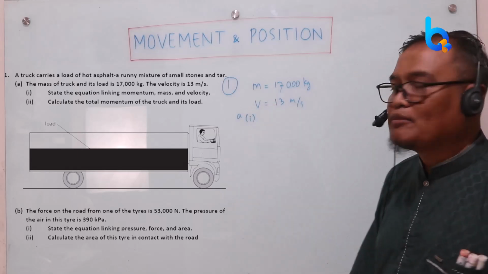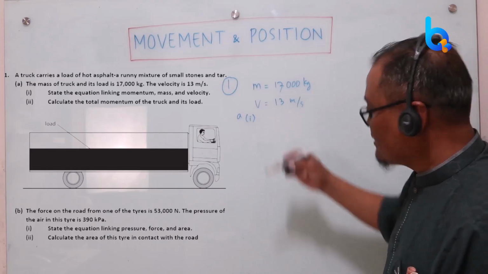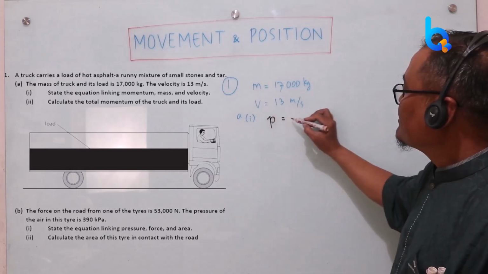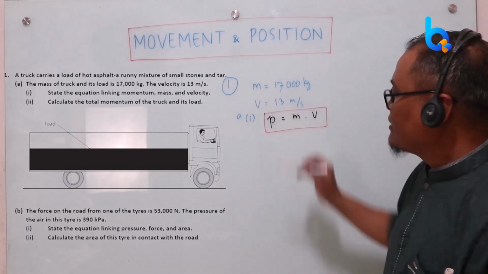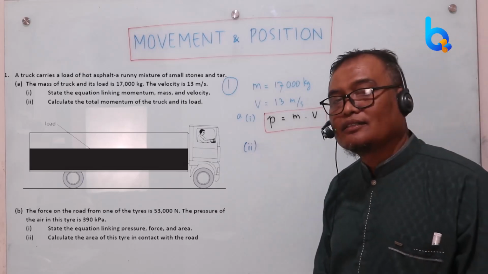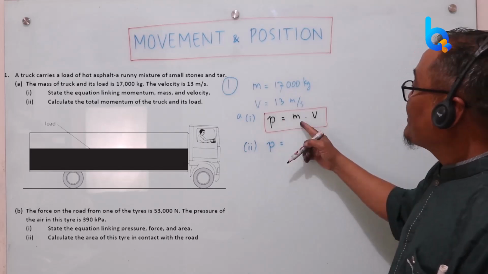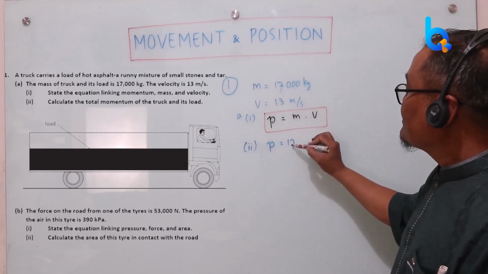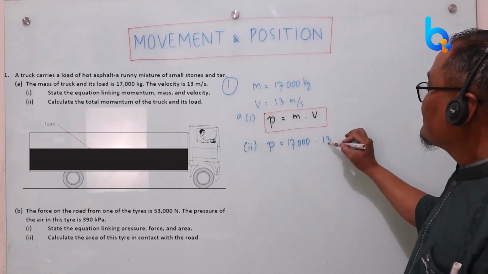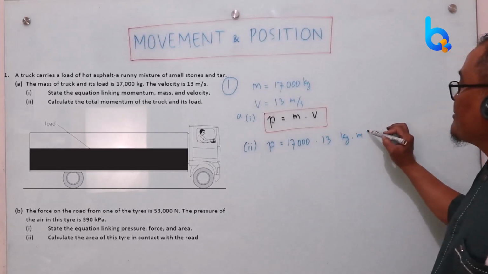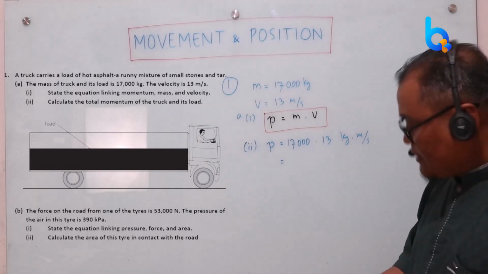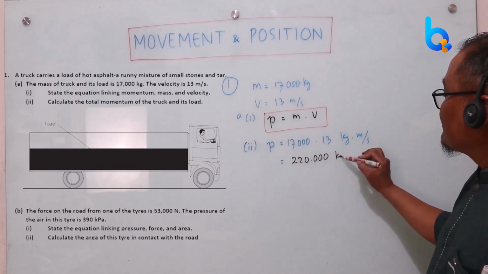The equation linking momentum, mass, and velocity, the formula we still remember: momentum equal mass times velocity. Okay. Next, number 2, calculate the total momentum. Total momentum equal, we substitute from the known, mass in kilogram, this is 17,000 times 13 meter per second. So kilogram meter per second equal 220,000 kilogram meter per second.